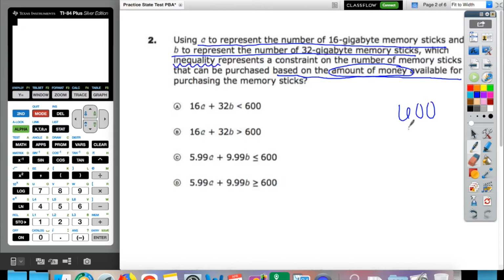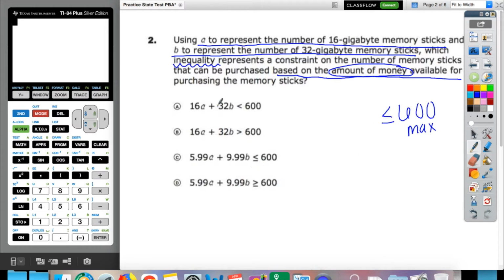Well, if 600 is your maximum, you can't go above that. You have to be less than that. So it has to be less than. However, he can spend $600. That is his budget. If he wants to spend every last penny of that, he can. So it can be equal to as well.